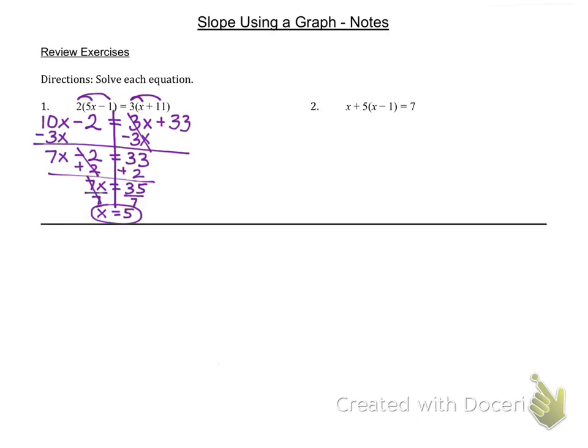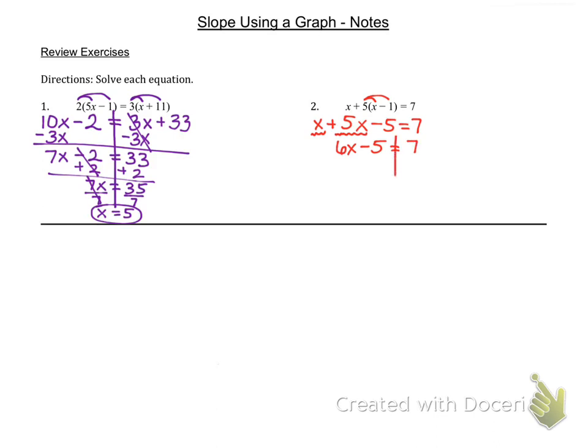For our second equation, first I'm going to distribute the 5. So first I'm going to bring down the x, plus 5 times x is 5x. 5 times a negative 1 is a negative 5, equals 7. Next, I'm going to combine like terms. I have a 1x and I have a 5x. So 1x plus 5x is 6x. Bring down the negative 5, equals 7.